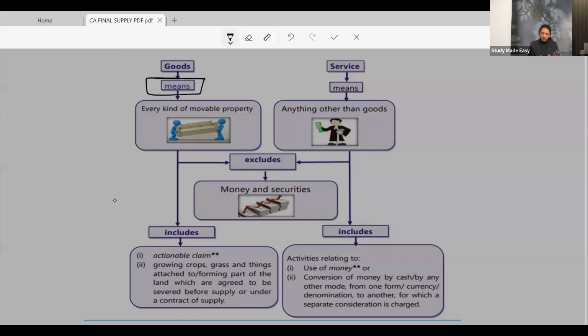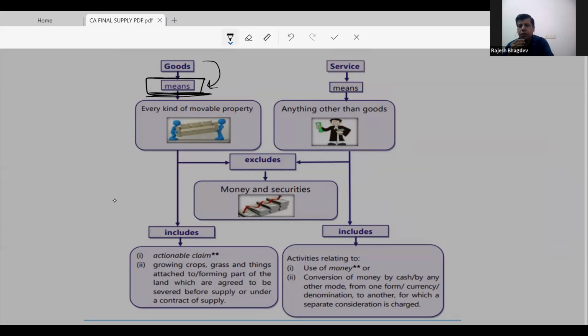Goods means. What do you mean if "means" has been written in a definition? I don't know the interpretation. Can anyone tell me what is the interpretation of this word? Exclusive. What do you mean by exclusive? Can you elaborate the meaning of exclusive?